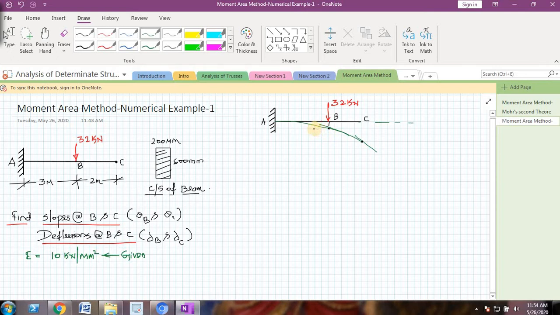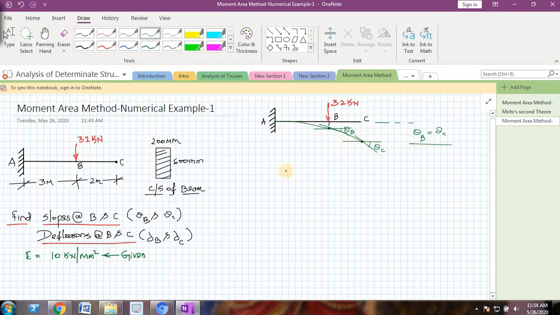I will also draw one horizontal line at B and one horizontal line at C. This angle is the slope at B, and this angle is the slope at C. I will denote this as theta B, and this as theta C. Since the slopes are very small, we can make the assumption that theta B is almost equal to theta C. So first we need to find the slope at B and C.